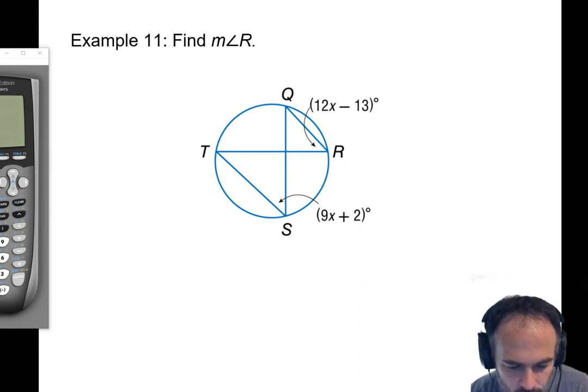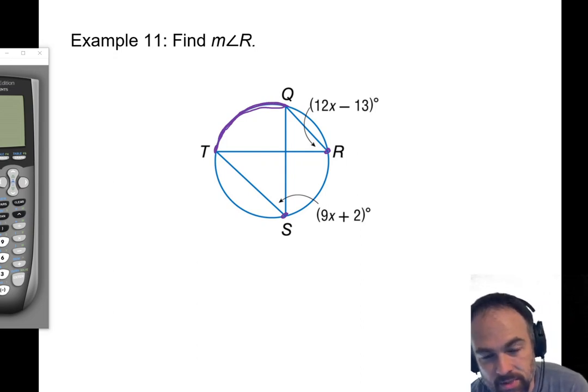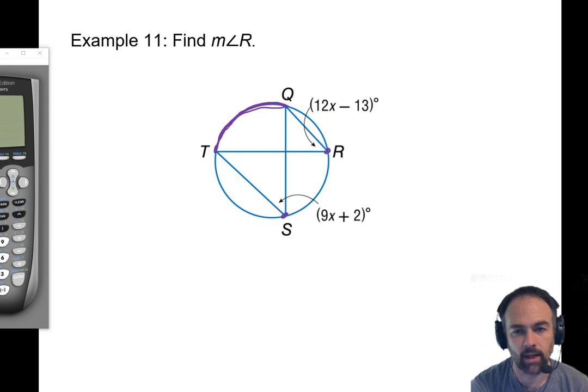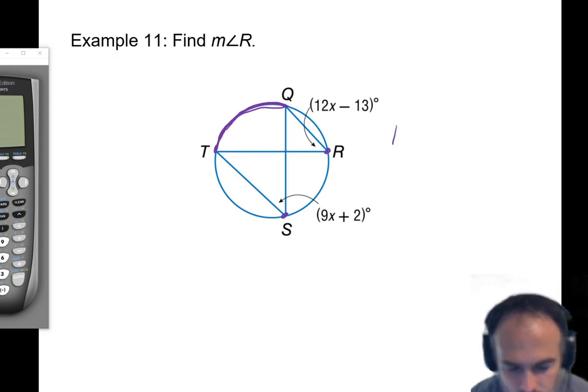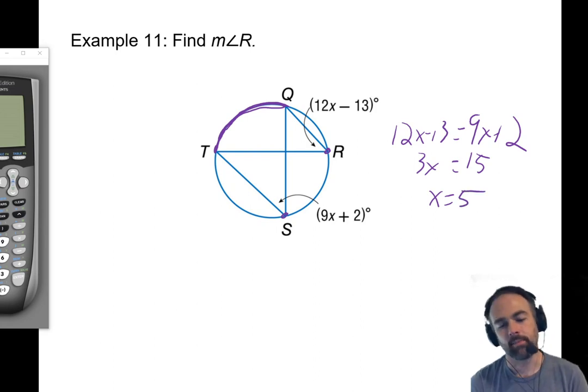Now, over here, we've got angle R and angle S. Now, if I follow S over, it's going to intercept arc TQ. And also notice the angle R also intercepts TQ. What that means is those two angles must be congruent to each other. So 12x minus 13 equals 9x plus 2. Solving on both sides, we're going to subtract 9x, which gives me 3x. Add 13, gives me 15. Therefore, x equals 5. Don't take the bait, we're not done yet.